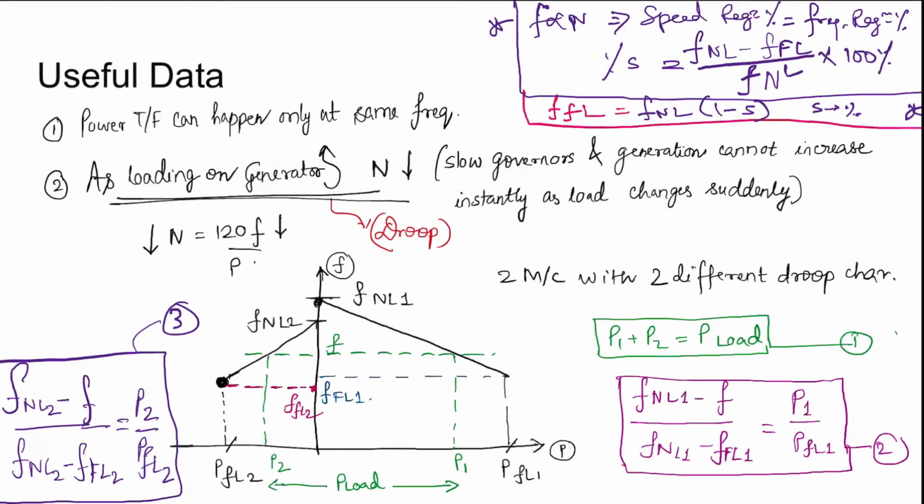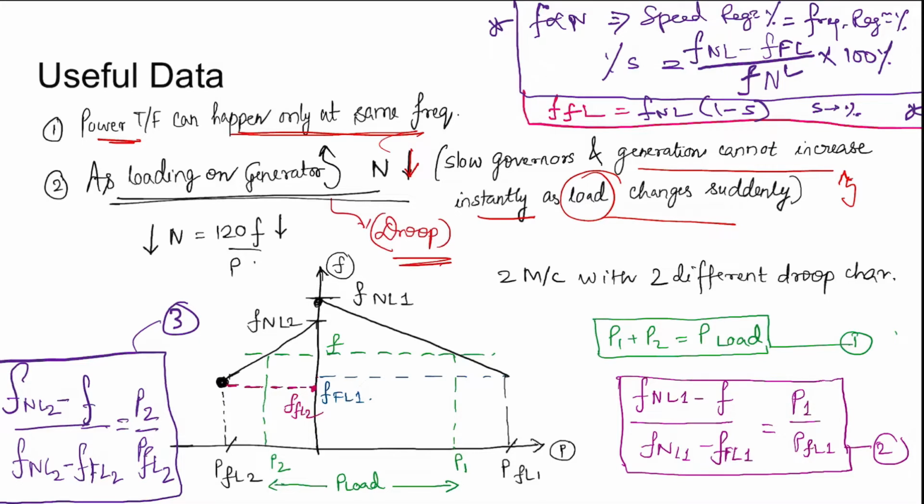So now we are coming to the useful data. The power transfer between two machines connected in parallel can only happen when they are operating at the same frequency. As loading on a generator is increased, the speed is decreased because the governors are slow and mechanical devices. Also, the generation cannot increase instantly as load can change suddenly. These are electrical loads and they can change abruptly, but the mechanical generation cannot be increased and matched with the load that quickly. Hence, there is a droop observed in the generator characteristics.